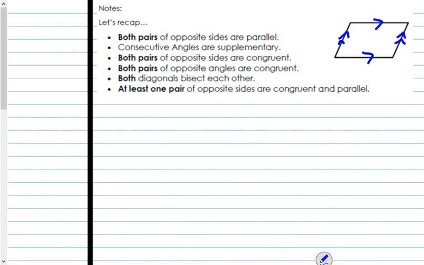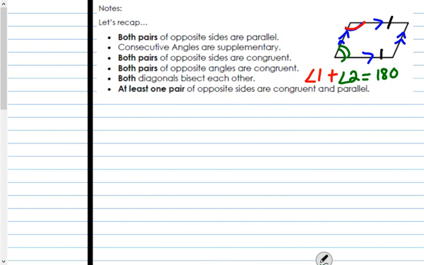I'm trying to make that red. Let's see, there we go. The red angle plus the green angle equal 180 degrees. Okay, so red angle plus the green angle equal 180 degrees. Both pairs of opposite sides are congruent.